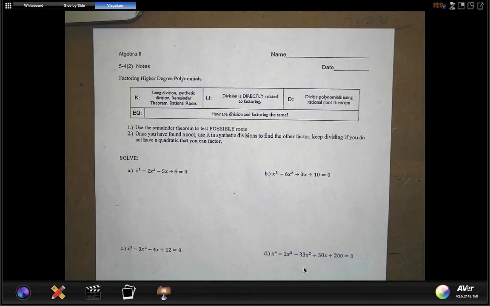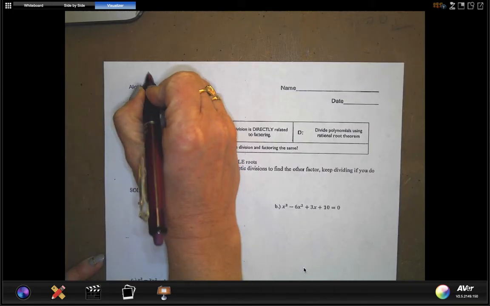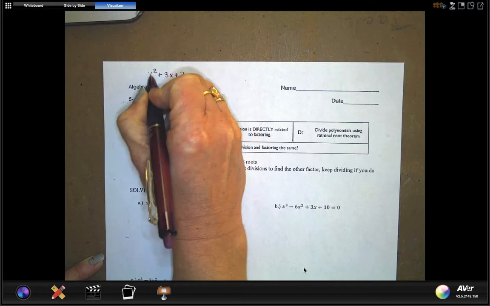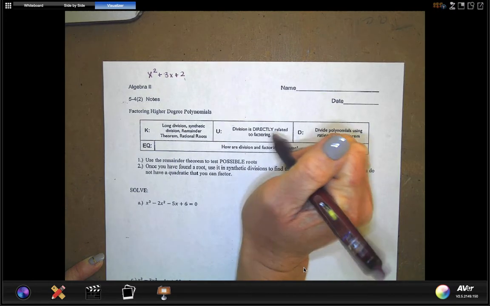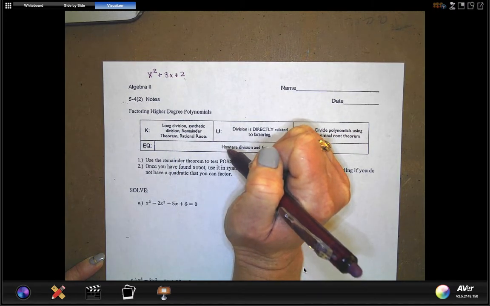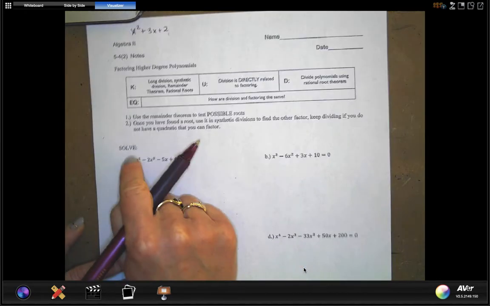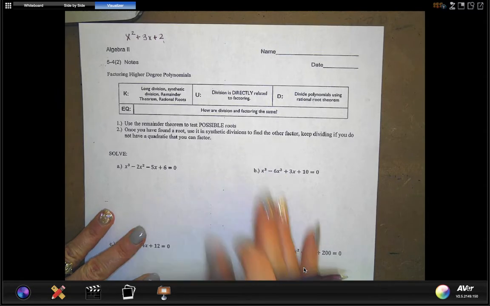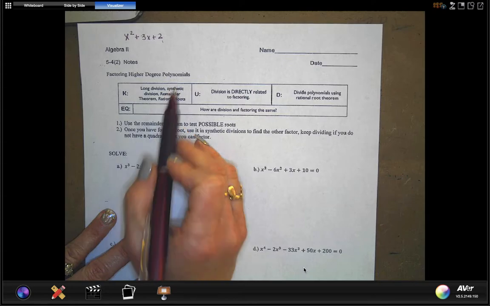Right. Basically, the idea here is we already know how to factor a quadratic. So we know we can unfoil this, or we can use the quadratic formula to find answers. So we know how to find factors of this. But what we don't know is how to factor things that are cubed or to the fourth power. So this is a quick introduction into how we can factor higher degree polynomials.